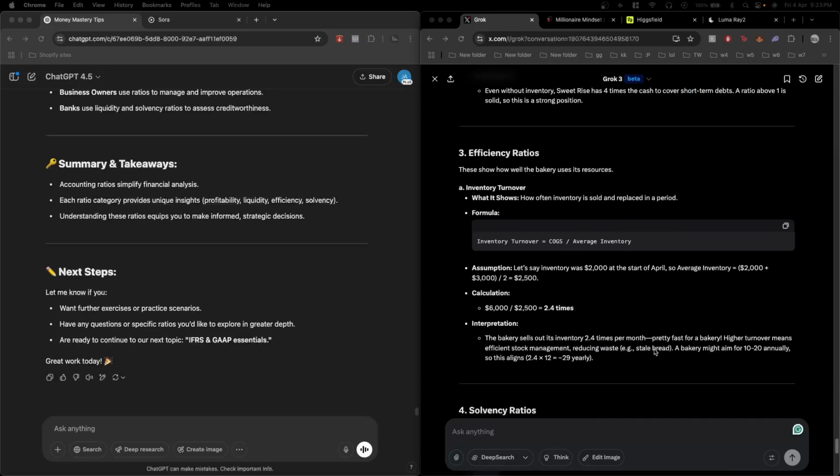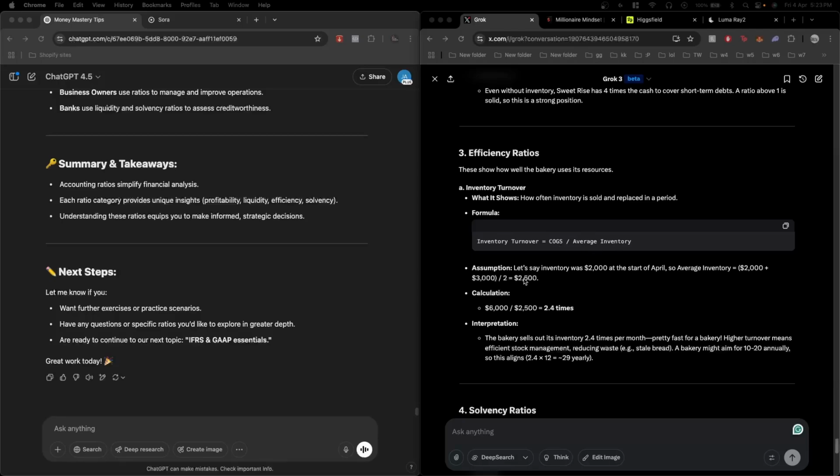Next, we move on to efficiency ratios. These show how well the bakery uses its resources. So, inventory turnover, what it shows: how often inventory is sold and replaced in a period. So the formula used is inventory turnover equals cost of goods sold divided by average inventory.